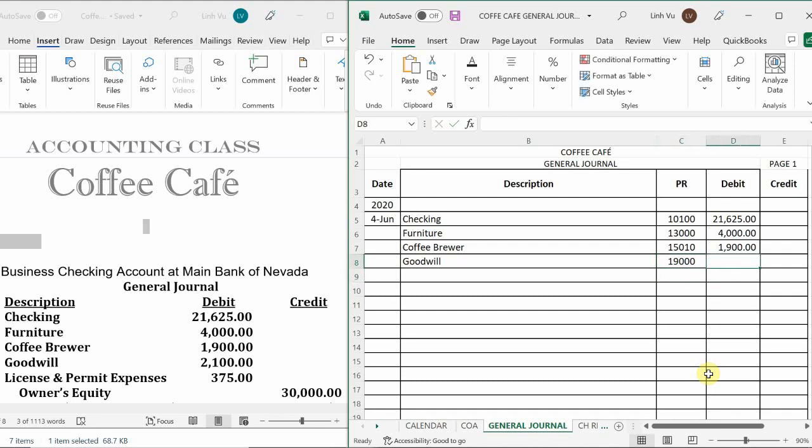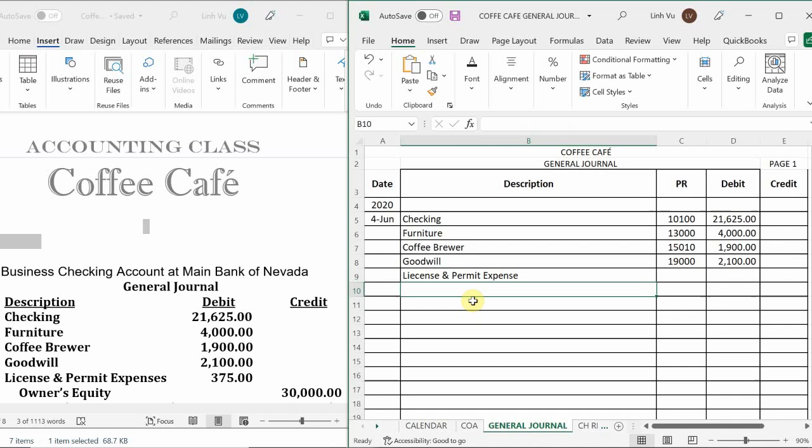Okay. And then we acquired it for $21,000. And of course, we made some license and permit expense. Okay. In your journal, I want you to put in as much detail as you'd like, okay? Do you want to use abbreviation? You can. It's not wrong. But just make sure that the account numbers are correct, okay?